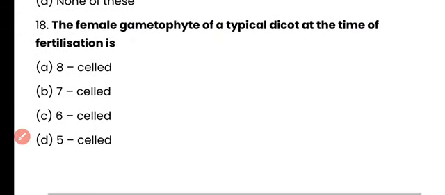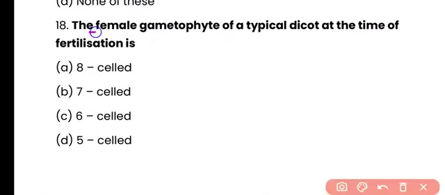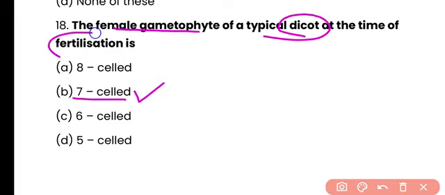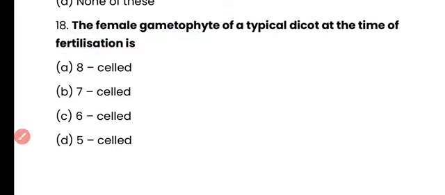Question number 18. The female gametophyte of a typical dicot at the time of fertilization is 8-celled, 7-celled, 6-celled, 5-celled. Correct answer is option B. Female gametophyte of typical dicot plant is 7-celled at the time of fertilization.